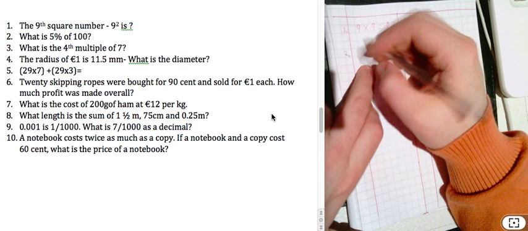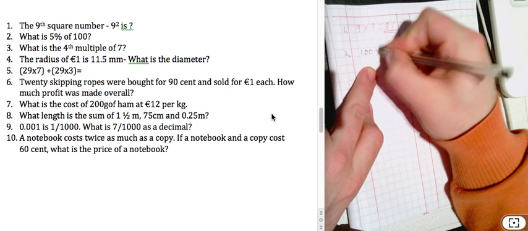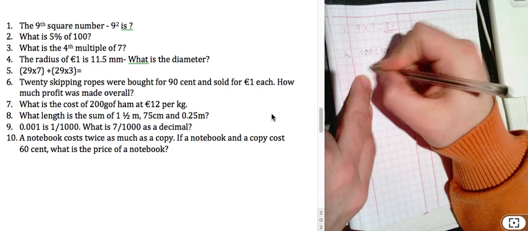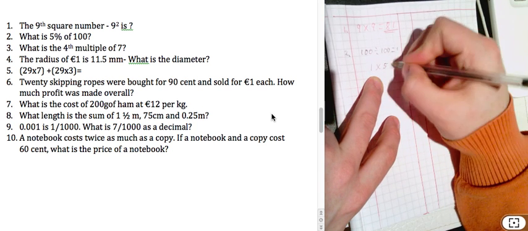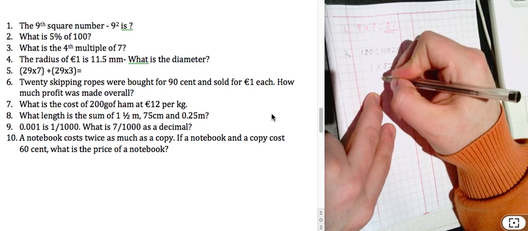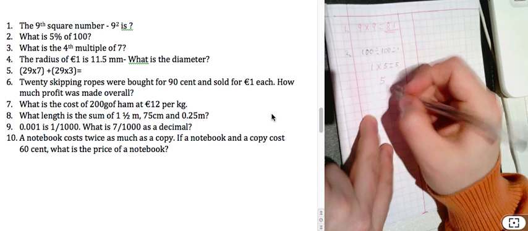Number 2, what is 5% of 100? Okay, so we'll find 1% of 100. So 100 divided by 100 equals 1. Multiply that by 5 because we want 5%. 1 by 5 equals 5. 5% of 100 is 5.